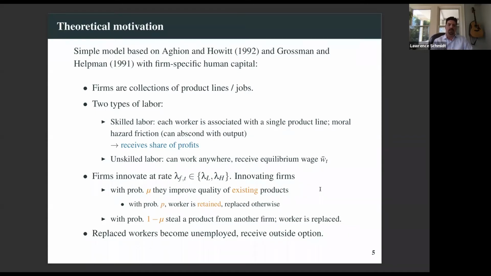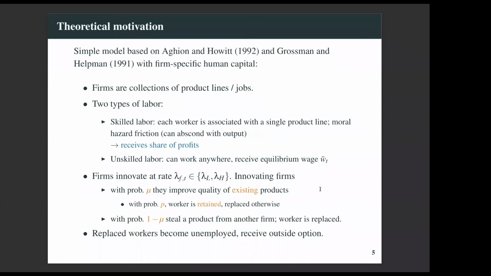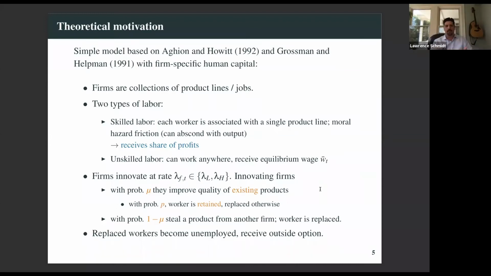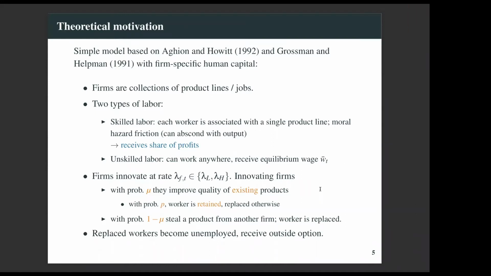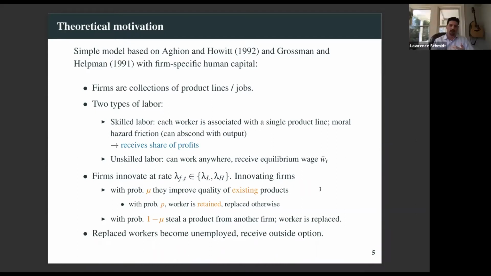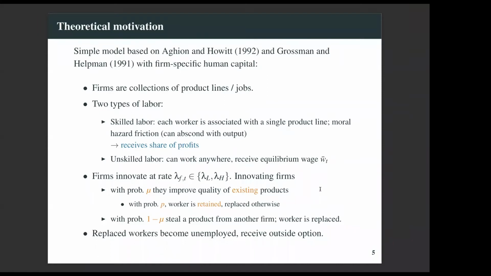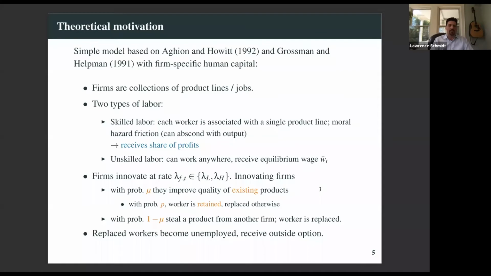When we innovate, we improve the quality of existing products. And basically, most of the time, this is going to be good for the worker because it makes an existing match more valuable. The worker is retained. Now profits have gone up, and so their income is going to go up. But there's some probability that a new product is not compatible with the worker's skill set, and so they're replaced with someone else. And there's also the standard mechanism that is present in this literature, namely that other firms can steal product lines. And when that happens, we're assuming that workers get fired and they're replaced with someone else. Once you're replaced, you receive your outside option.